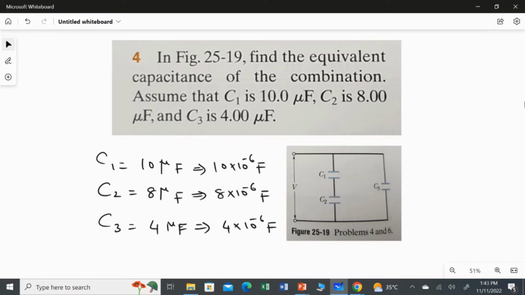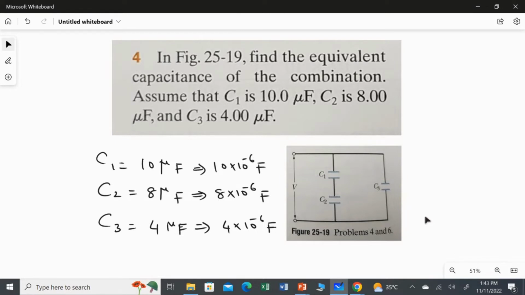Now we are going to find the equivalent capacitance of these three capacitors connected in the circuit. First of all, you have to identify which capacitors are connected in parallel or series. If you see this figure, capacitors 1 and 2 are connected in series, right? So first we have to find the equivalent capacitance for that combination, and then, after we identify the equivalent capacitance for C1 and C2, we take the third capacitor into consideration.